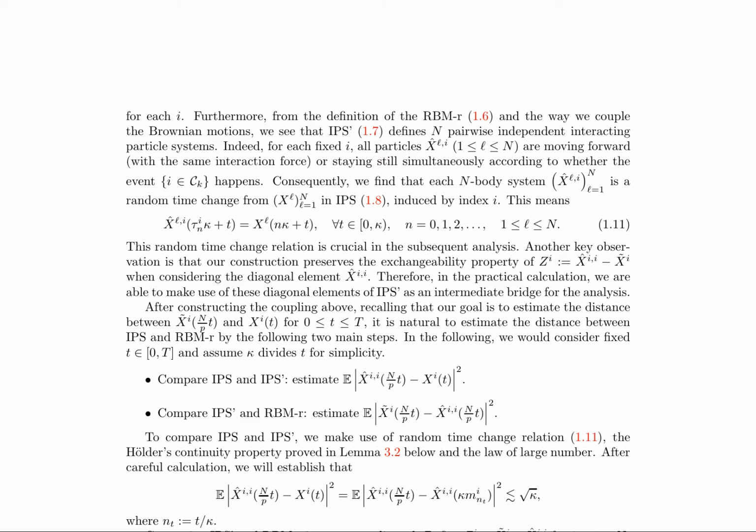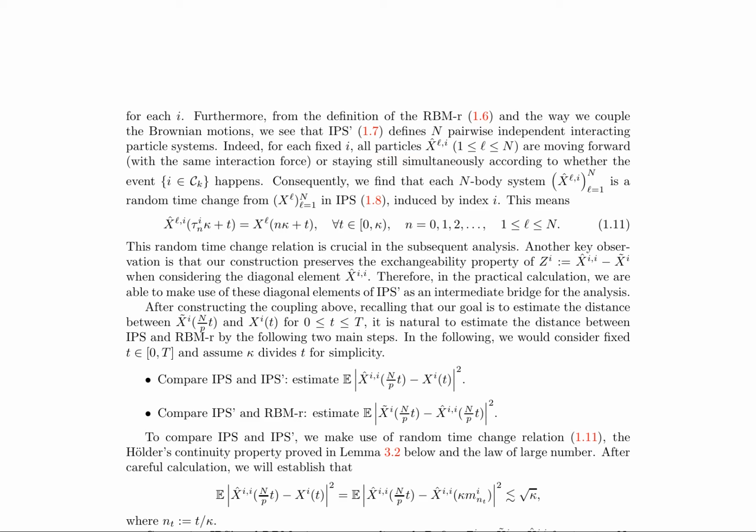The authors propose a random batch method with replacement, RBM-r, for solving interacting particle systems, IPS. The IPS is defined as a system of n particles interacting through a potential function V and an interaction kernel K, with each particle subject to a Brownian motion. The RBM-r algorithm is a discretization of the IPS, where at each time step, a random batch of particles is chosen, and the interaction force is calculated based on this batch.